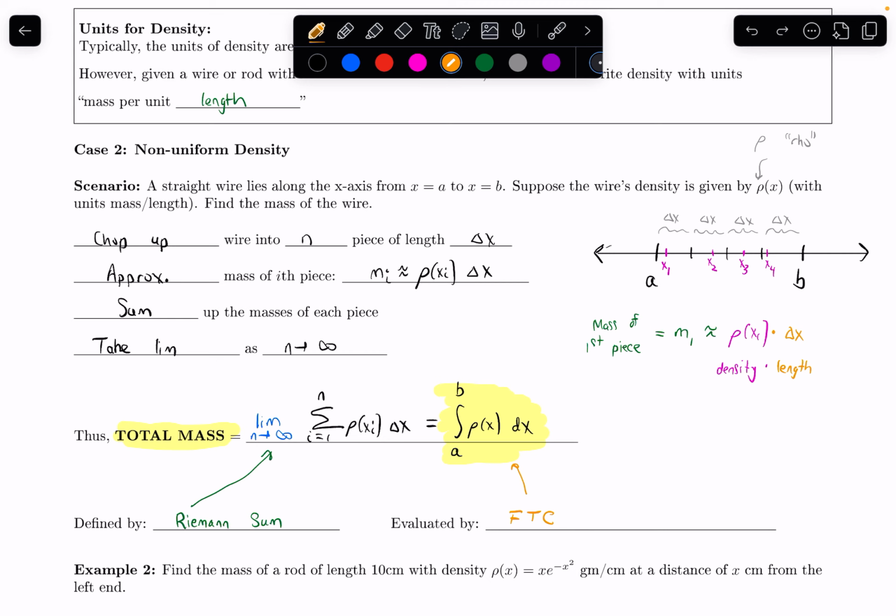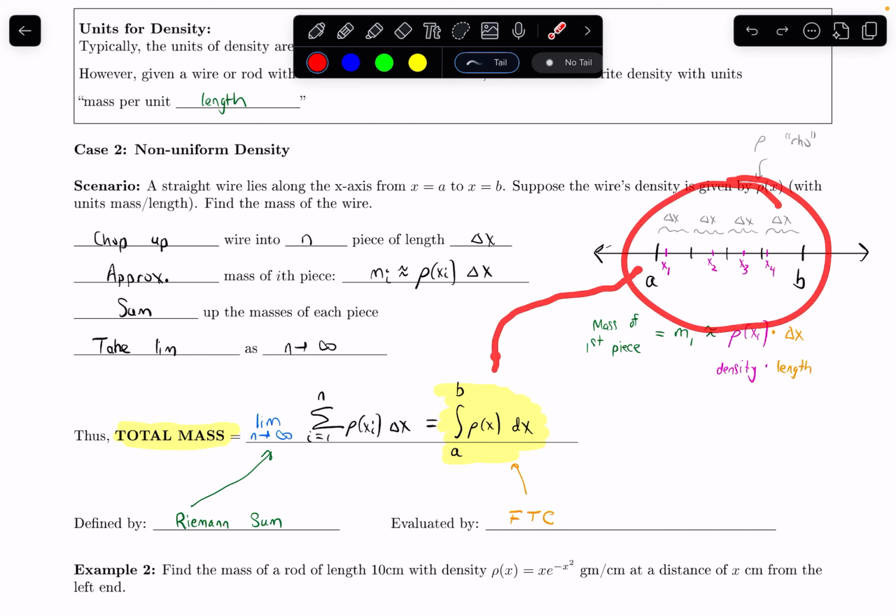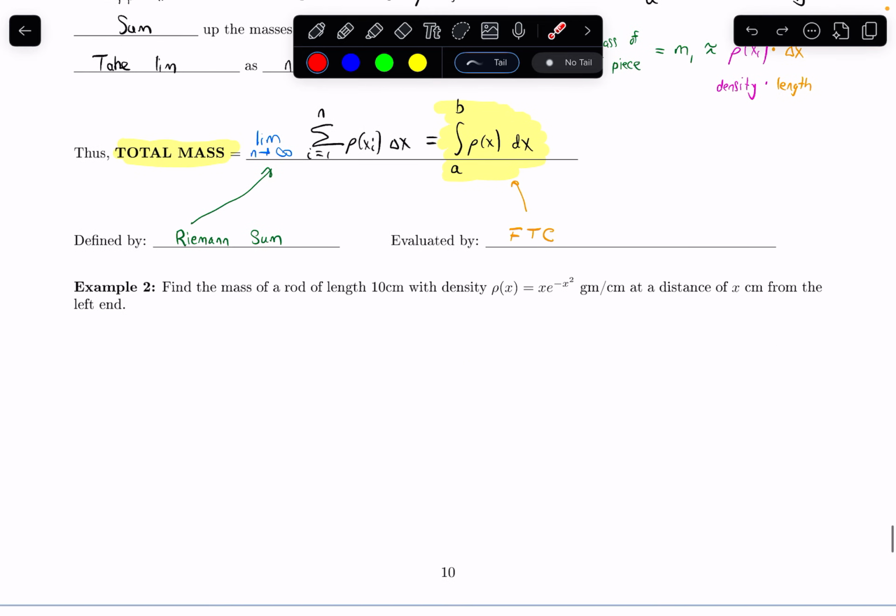If you continue to take more calculus, especially multivariable calculus, you'll see this type of setup where you use this limit of Riemann sum to set up an equation for some quantity like mass. You'll see this all the time. Okay, so let's do an example.